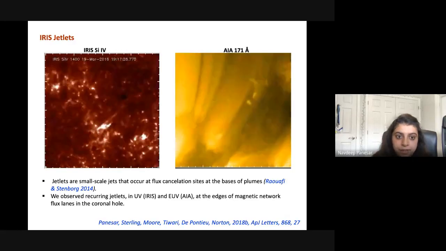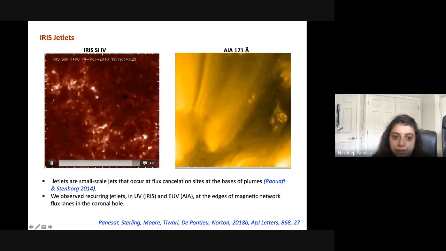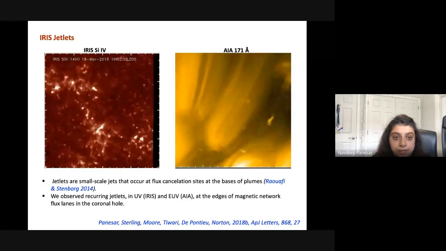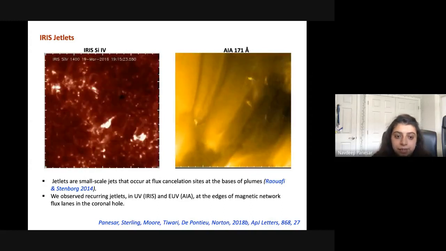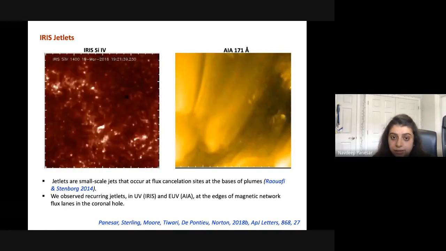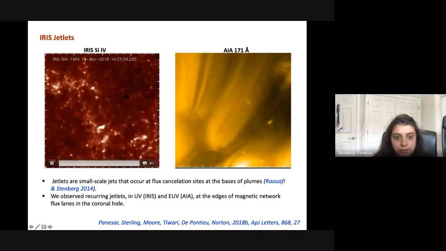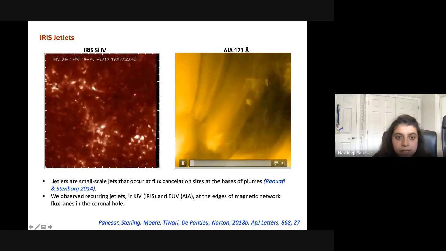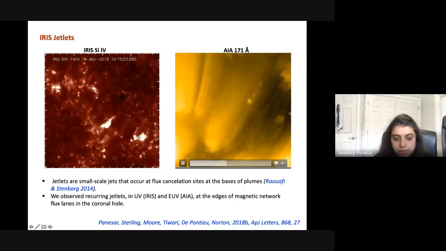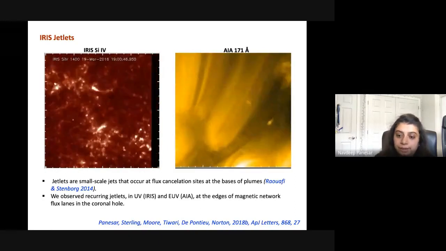Now, what are jetlets? Jetlets are small-scale jets, these ones. All these are jetlets. They were first identified by Raouafi and Stenborg at the base of solar plumes. In this study, we find that jetlets occur at the edges of magnetic network flux lanes, and they are not limited to the base of the plumes. So if you see here, this is an IRIS image, and this is the base of the plume, this one. Some jetlets occur at the base of the plume, some occur outside the plume region over here, in these regions, these ones.